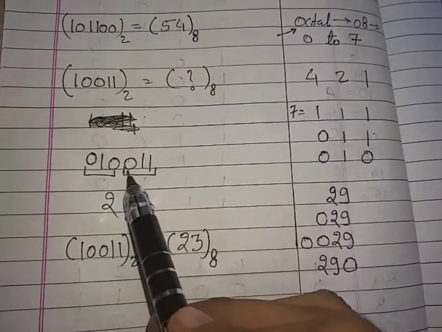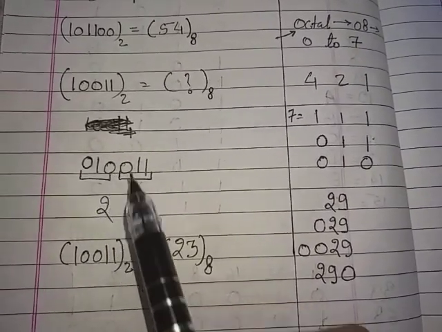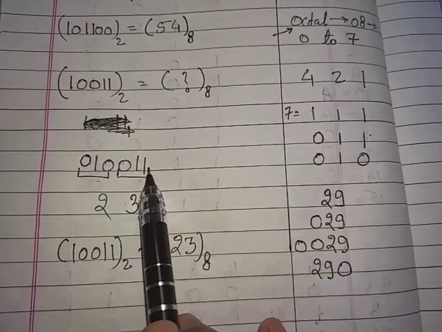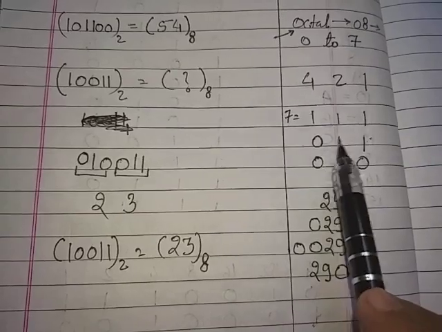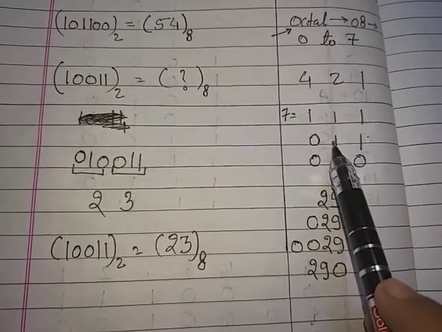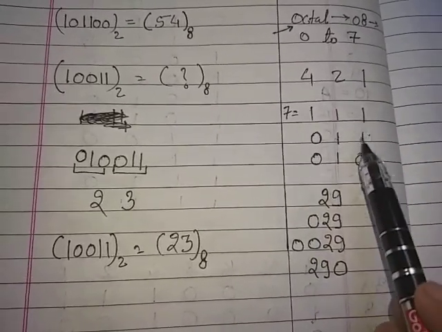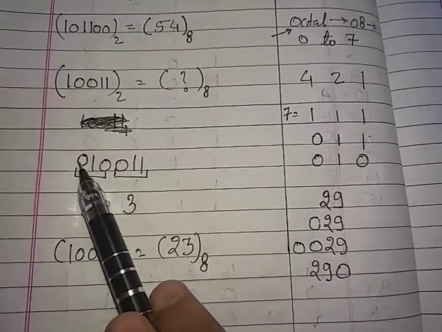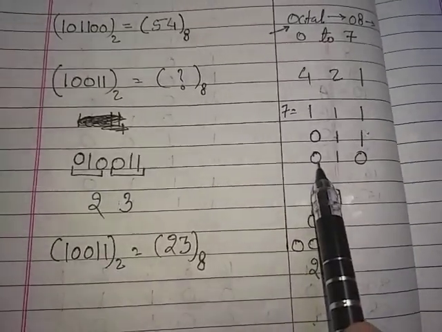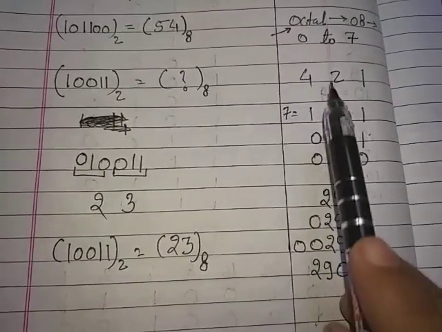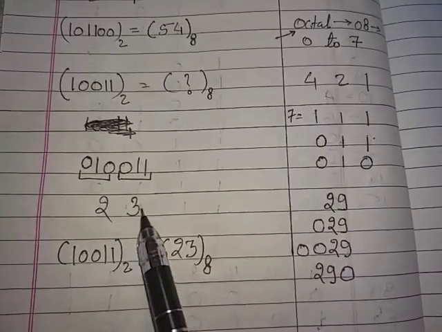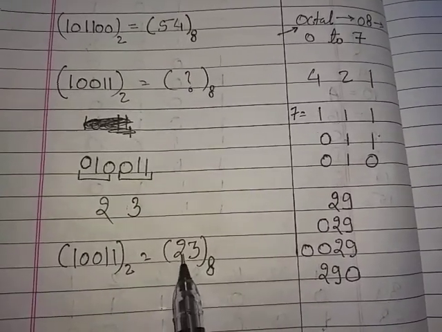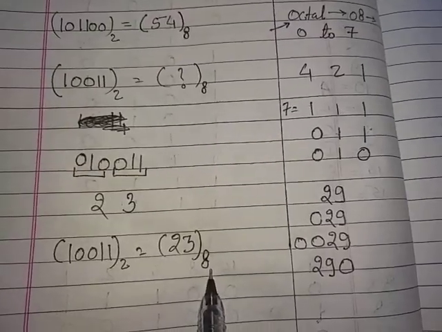Now we are going to convert each group into decimal. The first group is 011. Here it is written as 011. Now 1 is written below 2 and 1, so 2 plus 1 is equal to 3. Now the second group is 010. Here it is 010, that is 2. So we can say that 10011 radix 2 is equal to 23 radix 8.